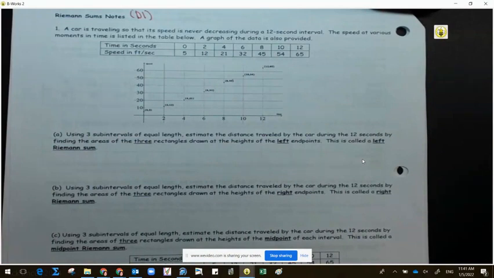A car is traveling with its speed never decreasing during a 12-second interval. The speed at various moments in time is listed in the table below. A graph of the data is also provided.